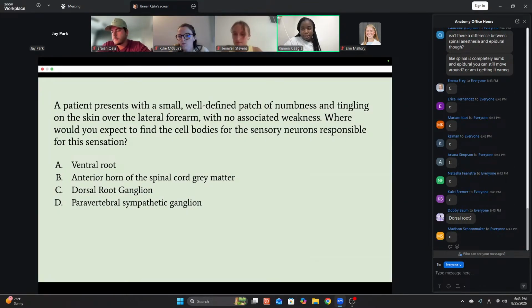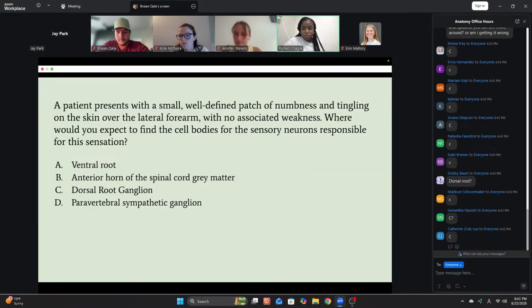Okay, we got a lot of C's. Somebody said dorsal root. Let's see what the correct answer is. Good job. You guys are paying attention. So the correct answer is dorsal root ganglion. I would just be careful not to say dorsal root because dorsal root is a thing. So make sure you say dorsal root ganglion to specify that those are where the sensory cell bodies are located.